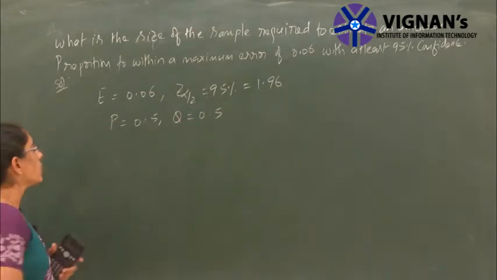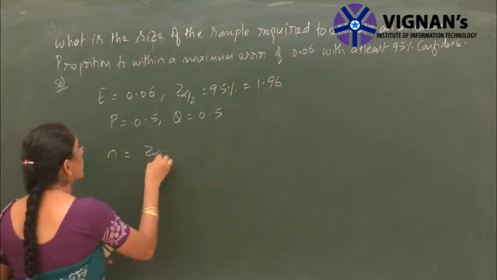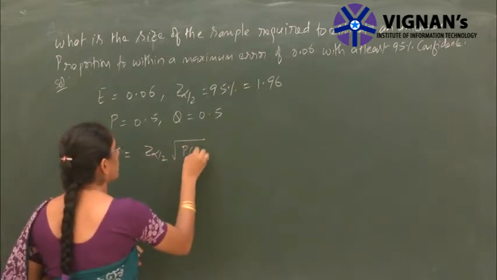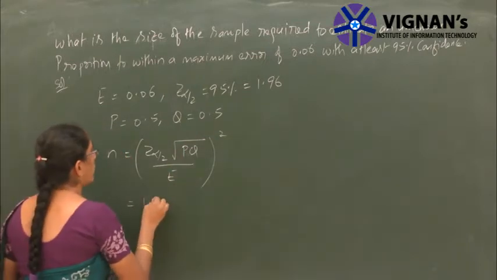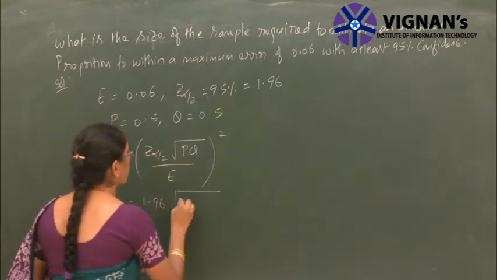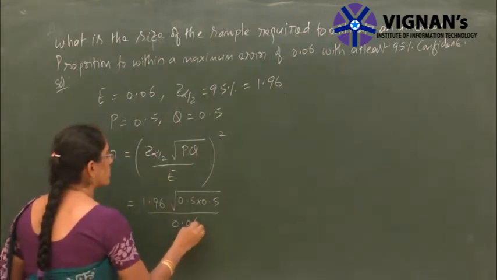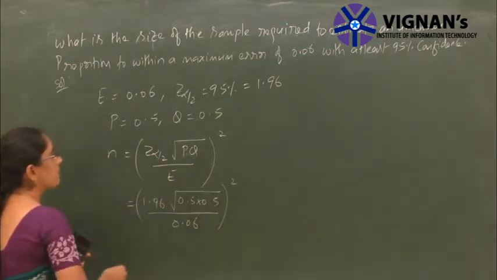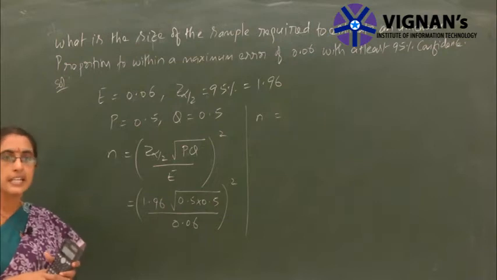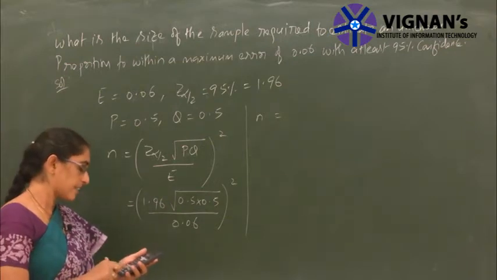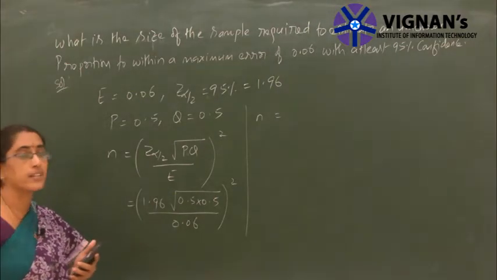So to estimate the sample size here, we have the formula n equal to (Z alpha by 2 into square root of PQ by E) whole square. That means (1.96 into square root of 0.5 into 0.5 by 0.06) whole square. Simplifying, the square root of 0.5 into 0.5 is 0.5. So 1.96 into 0.5 divided by 0.06 gives you 16.33.